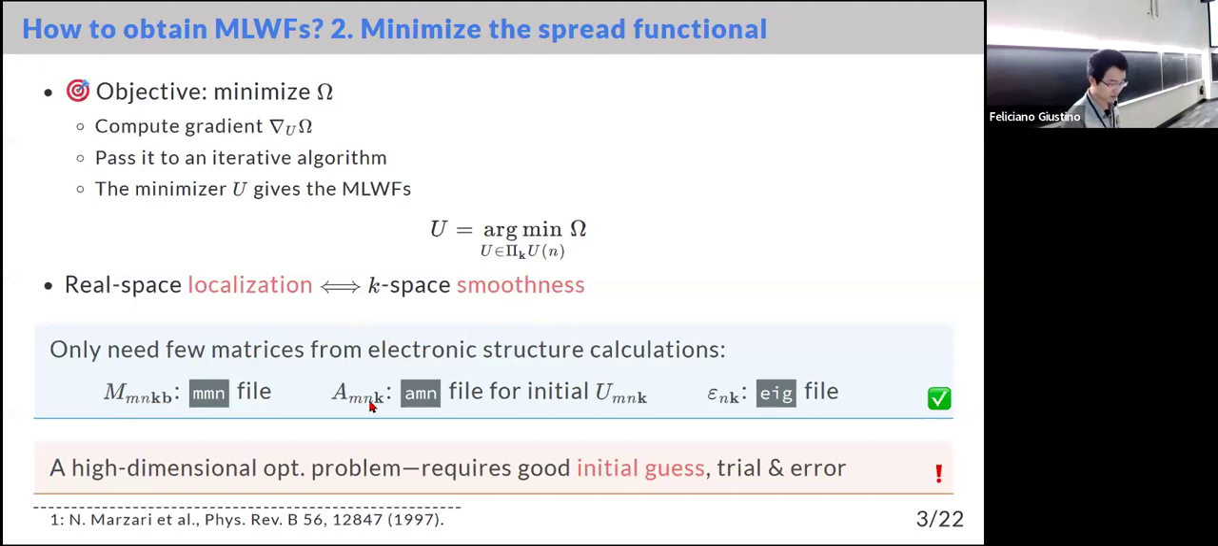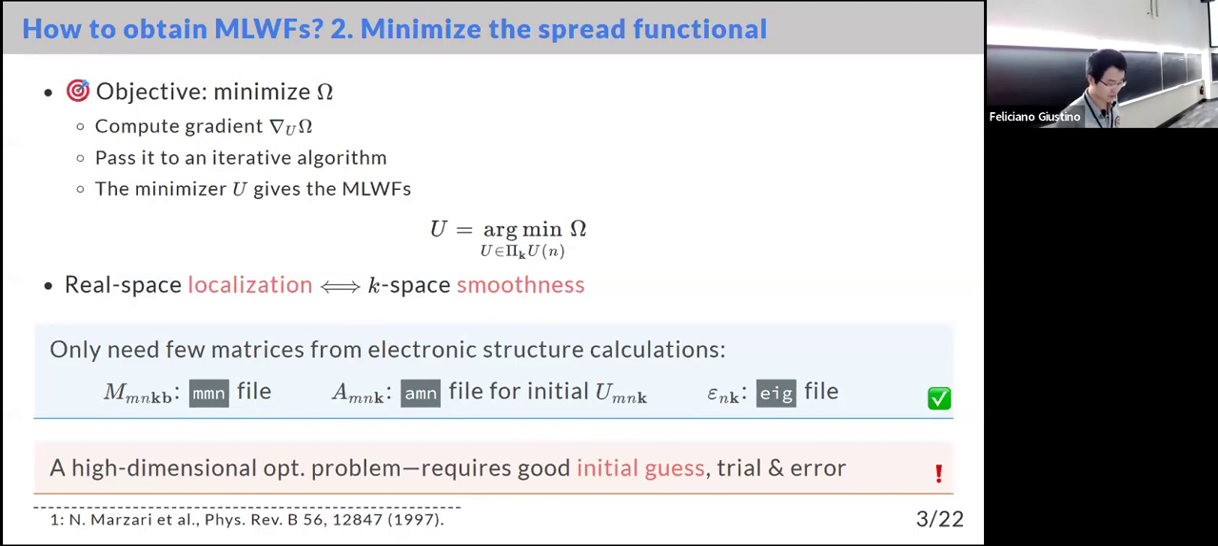So what we need for the spread minimization is the M matrix, which is written to the MMN file, and then another A matrix, which is the initial guess for the unitary transformation. And if you want to do band interpolation, you also need to provide the eigenvalue file, which is written in the eig file.